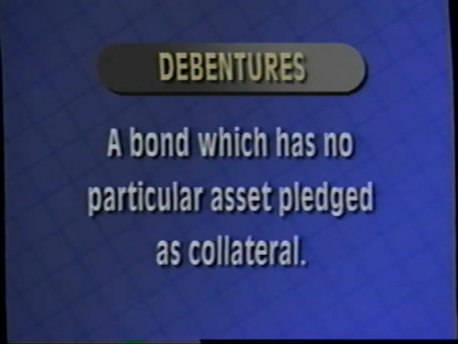Now, bonds have all sorts of interesting features to them. The most important one, along with all debt, is that they have to be repaid. And, of course, they typically have to be repaid with interest. Most corporate bonds, the interest is paid semi-annually. Most bonds are called debentures. A debenture is simply a bond that has no particular asset pledged as collateral.